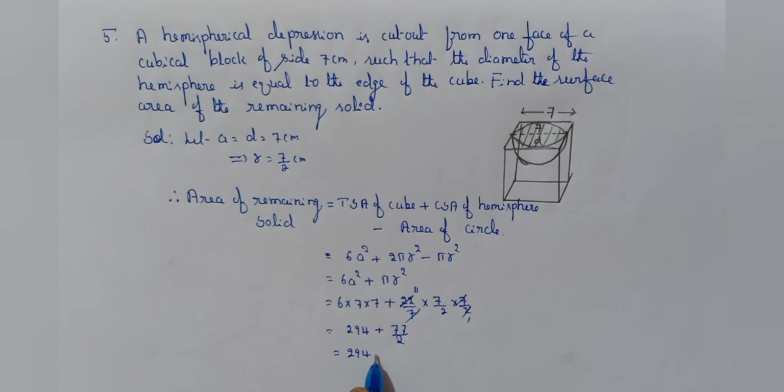294 plus, divide 77 by 2, it divides 38.5 times. Add 294 and 38.5, you will get 332.5 square centimeter. So the area of the remaining solid is 332.5 square centimeter.